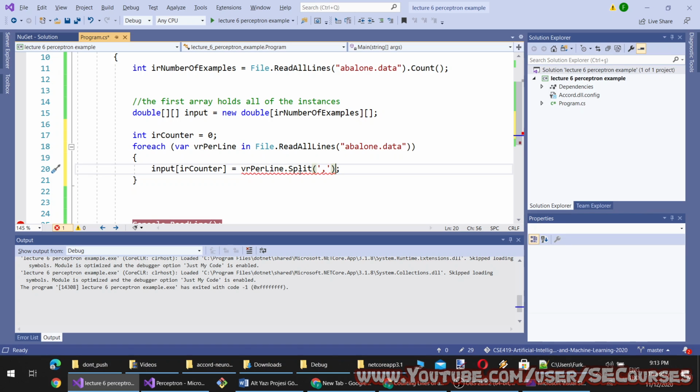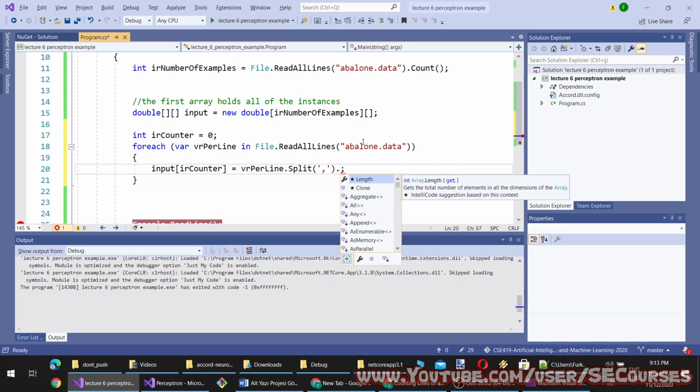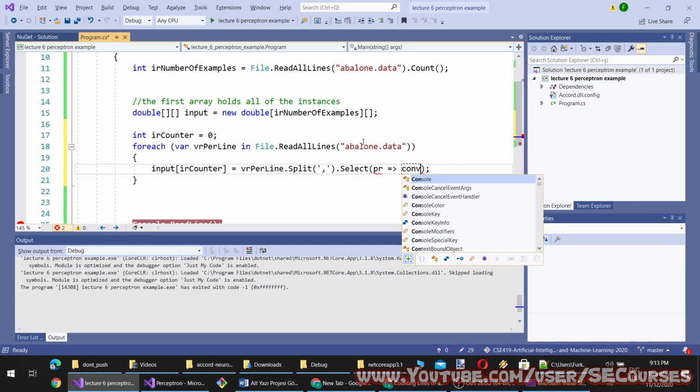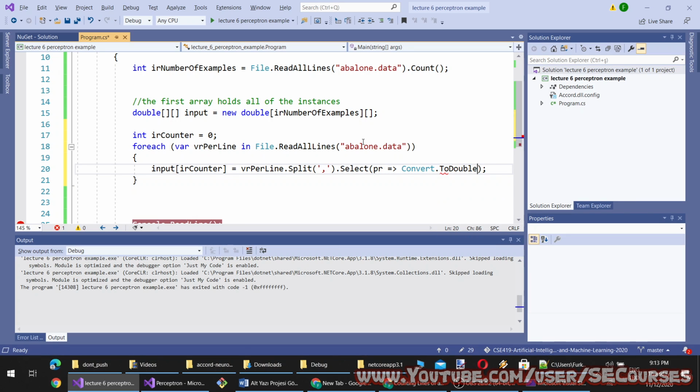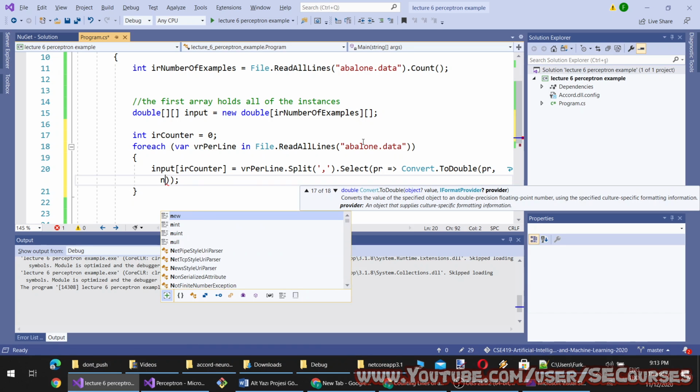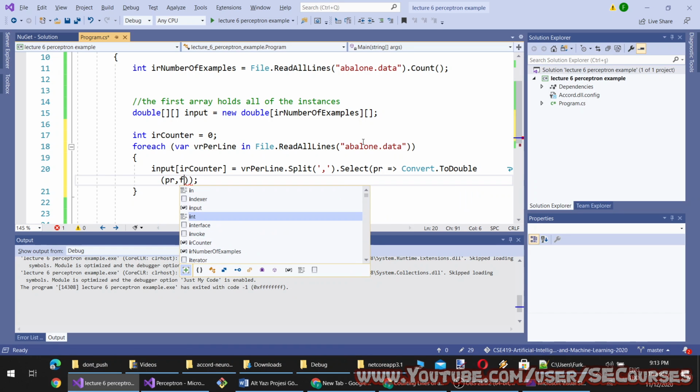Oh, it requires me to define a double array, so what I'm going to do is Select, convert to double, and I also need to provide a format provider.